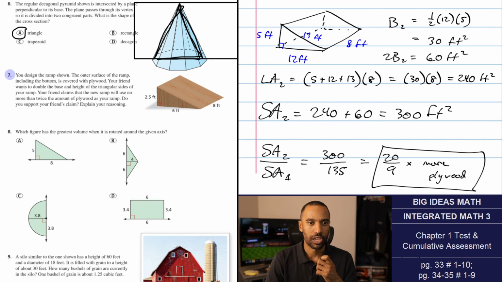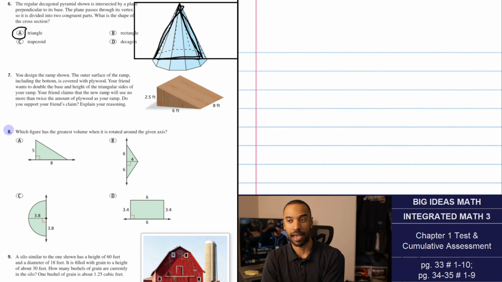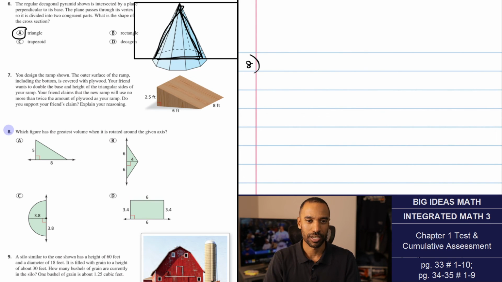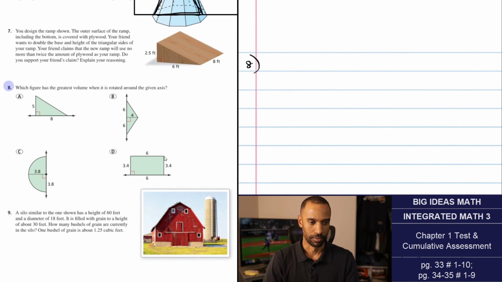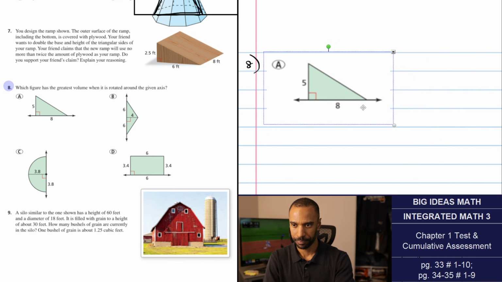Okay, let's go to number 8. Which figure has the greatest volume when it's rotated around the given axis? We might have to find all 4 volumes to answer that question. So let's copy and paste these guys. Probably going to go pretty fast with the calculation since I got to do 4 of them.